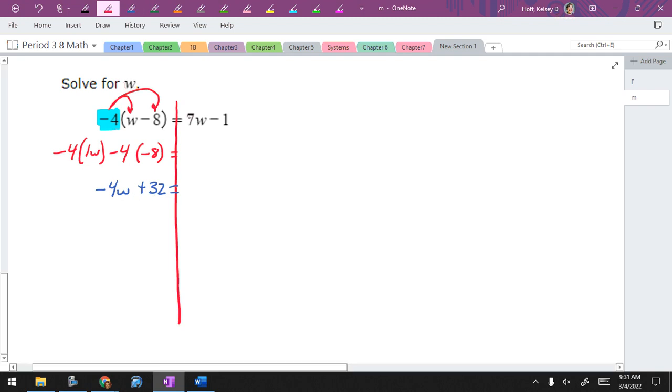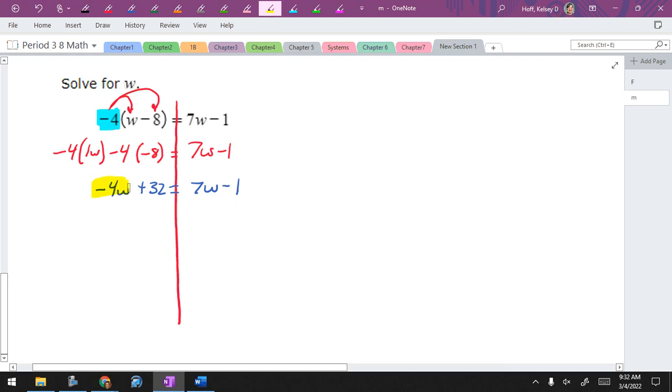On the right-hand side, 7W minus 1 does not have any parentheses. 7 has a W, -1 does not, so we actually cannot combine anything. We're going to drag that all the way down. Now that we've gotten rid of our parentheses, we need to get our W's on one side and everything else on the other. It does not matter which one you move.